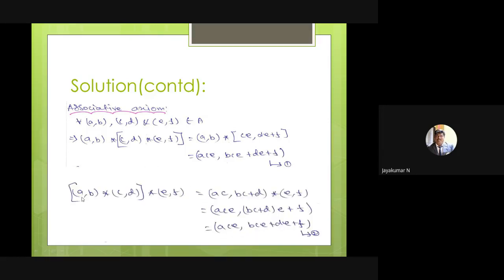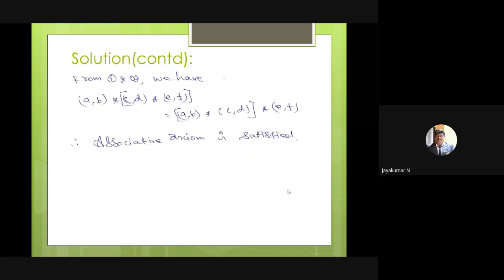Similarly, first apply the binary operation for the first two elements. What do you get? AC, BC plus D. Then apply the operation with (E, F). The x coordinate times the x coordinate gives ACE, and the y coordinate of the first element times the x coordinate of the second element gives (BC plus D) into E, plus the y coordinate of the second element, F. Simplify, and you will get the same equation from 1 and 2. It's clear. The associative axiom is satisfied.